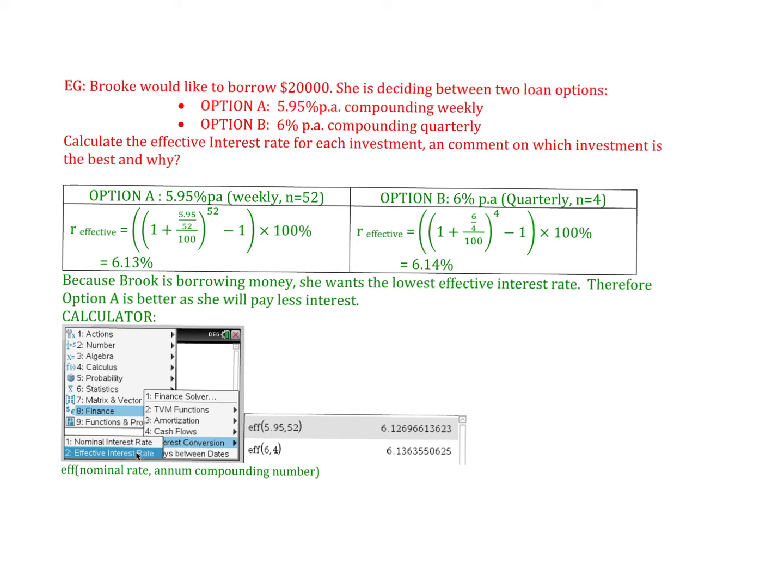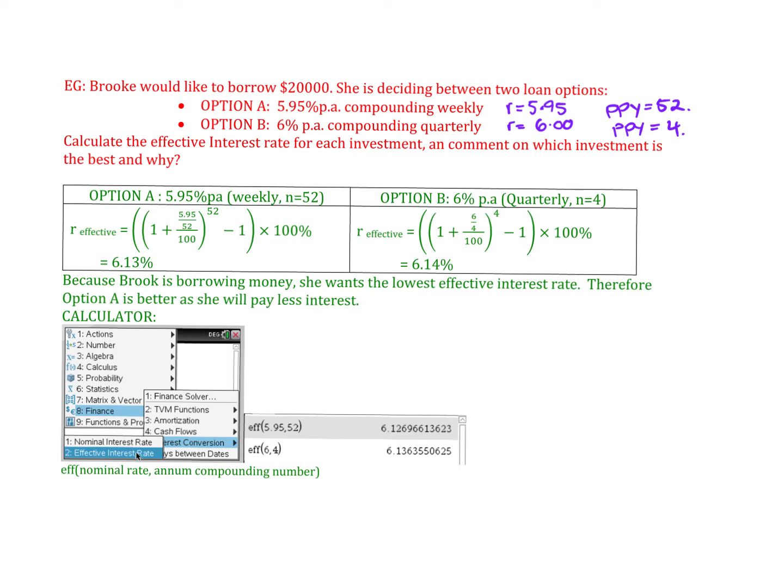So here you go. She's got one option where her rate is 5.95 and she's going to compound it weekly. So PPY would be 52 because there's 52 weeks in a year. And then her other option is 6% per annum, but it's compounded quarterly. Often the more you compound it, the more it costs, like the more you get.